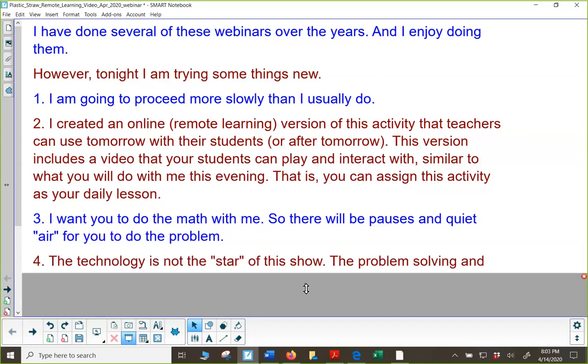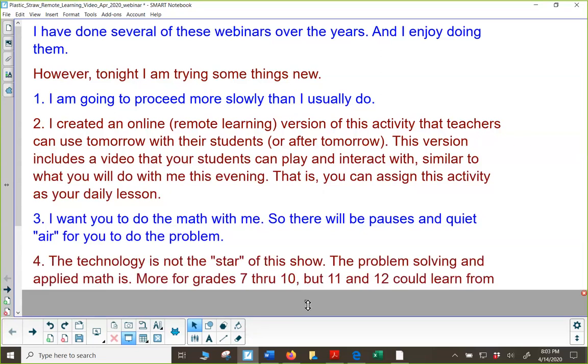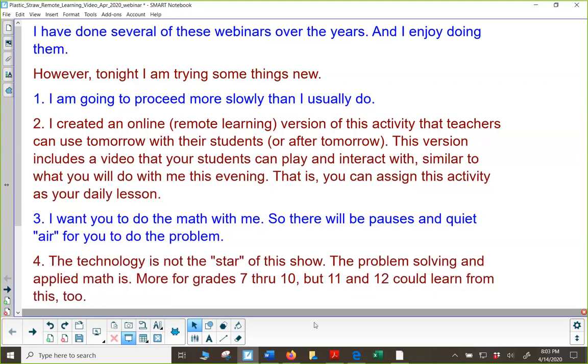Problem solving, the applied math is, and it's really more for grades 7 through 10, but I'm sure juniors and seniors would get a lot out of this too. So with that, we're going to go ahead and get started. Mike's going to be watching the Q&A, so if you have questions, make sure you get those out because I will have time to answer those at the end, I'm sure of it.